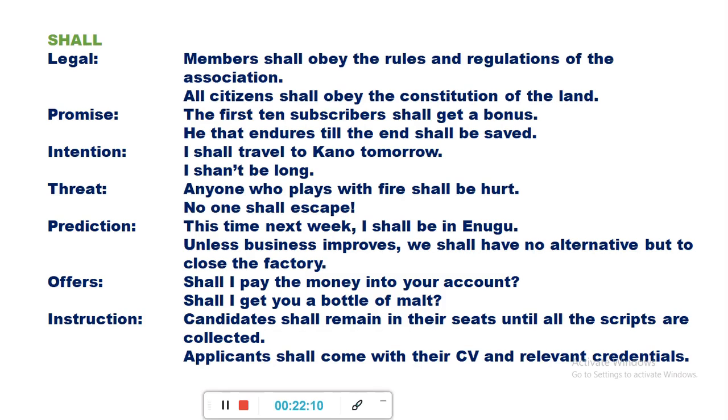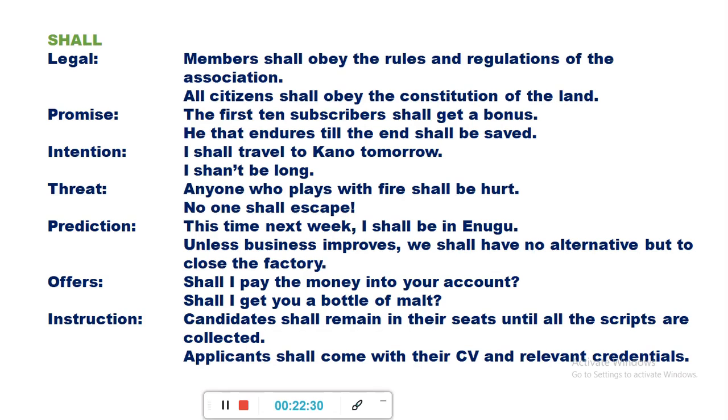Prediction. This time next week I shall be in Enugu. Unless business improves, we shall have no alternative but to close the factory. All right. You can use it to make offers. Shall I pay the money into your bank? Shall I get you a bottle of malt?